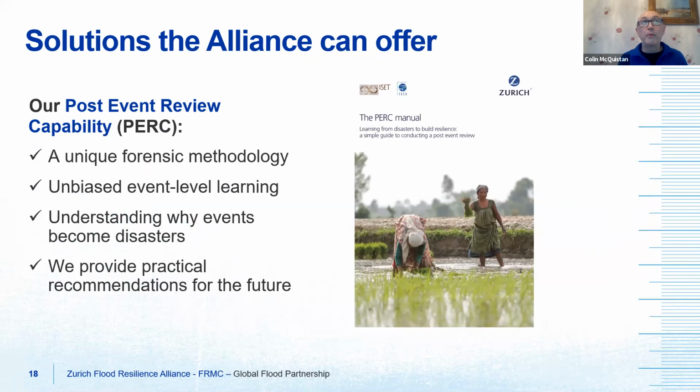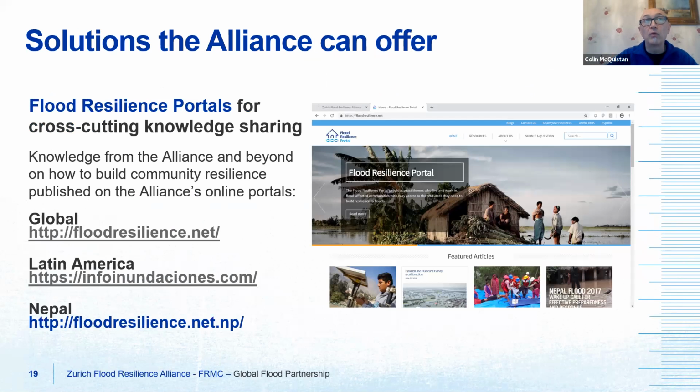We've also developed a very simple post-event review assessment methodology, which can be used post-flood to look at what worked and what didn't work, and how that can be used to inform local governments, national governments, and global policy on better preparedness, better response measures when floods happen. We've also got an online portal where all of the tools and all of the information that I've shared today is available. And we also are developing local language portals in Latin America, in Spanish, in Nepal, in Nepalese, in Bangladesh, in Bengali, and also in West Africa in French, to disseminate this information to wider audiences.